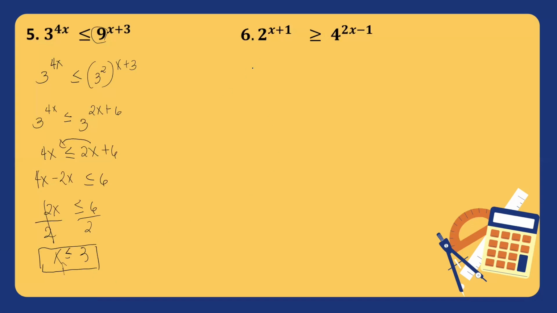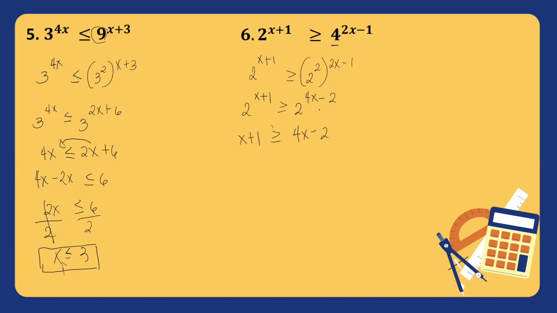So, we have here 2 to the power of x plus 1 is greater than or equal. Ang exponential form ni 4 is 2 to the power of 2, and 2x minus 1. So, simplify natin. Magiging 2 to the power of x plus 1 is greater than or equal to 2 to the power of 4x minus 2. Then, same base na sila, bring down the exponent. X plus 1 is greater than or equal to 4x minus 2.